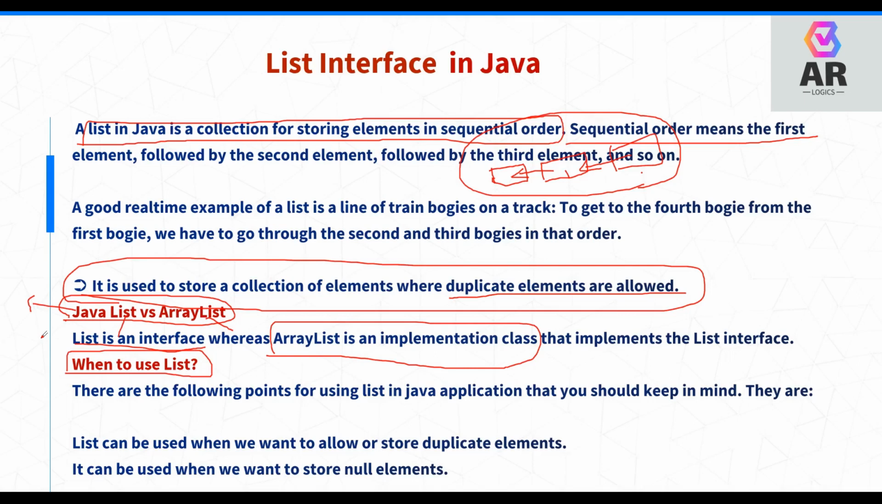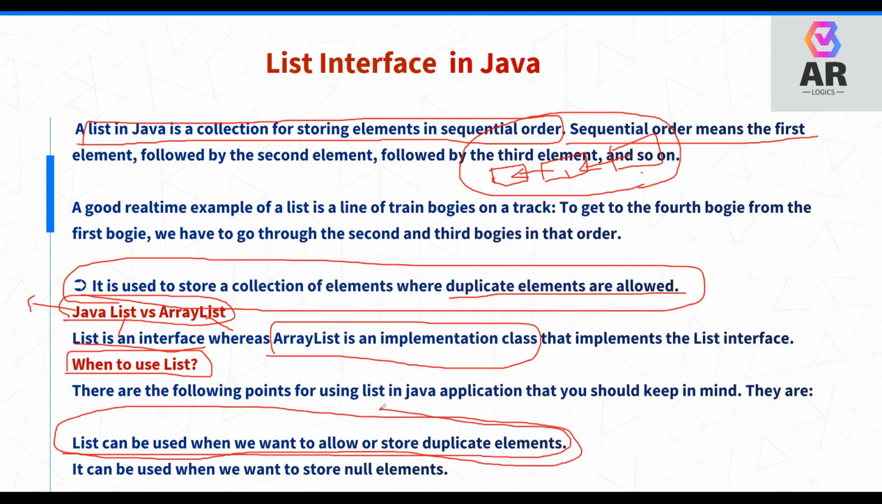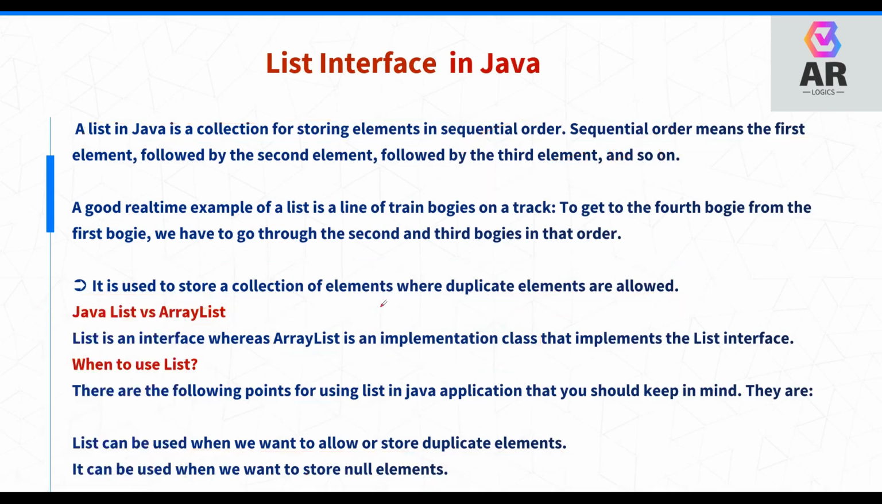There are following points to keep in mind in Java applications. A list can be used when you want to store duplicate elements. You can also use it when you want to store null elements. These are the things the list is used for.